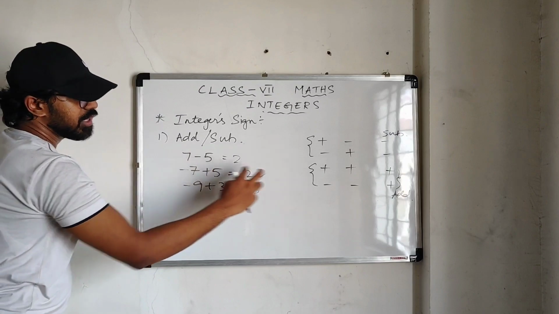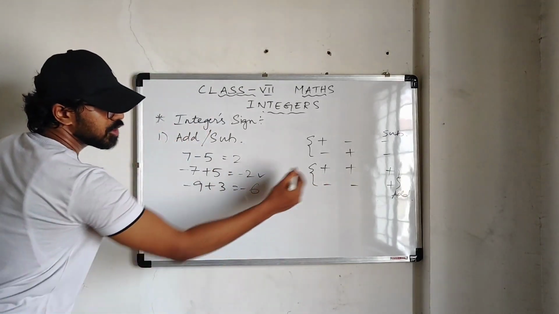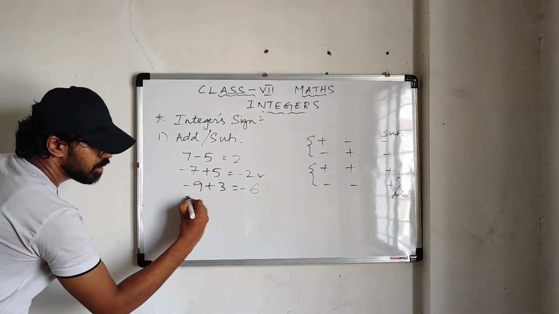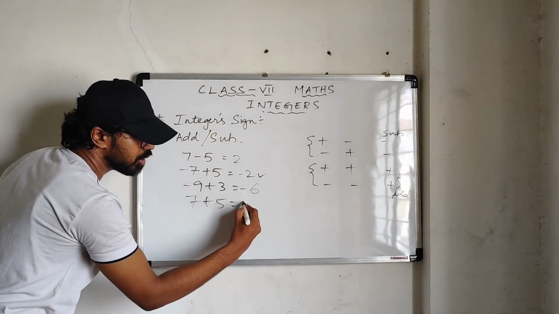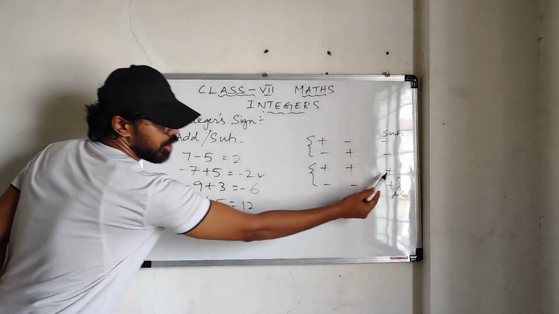Now same with 7 and 5. Let's look at this one and this one. So if I have the same sign, 7 and 5. 7 plus 5. I didn't put a plus over here. It's still the same. 7 plus 5 is what? 12. Because we are going to add them.